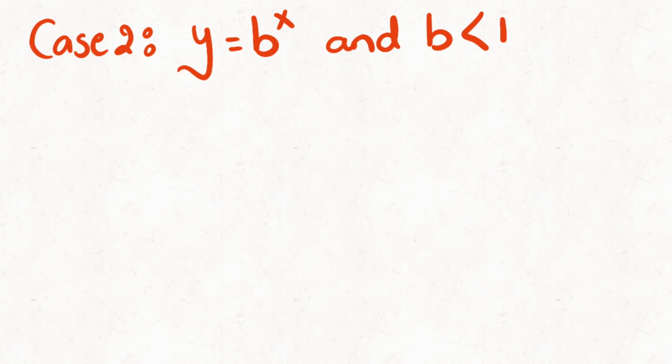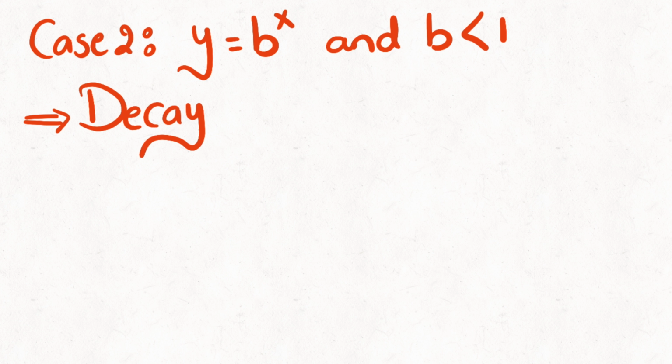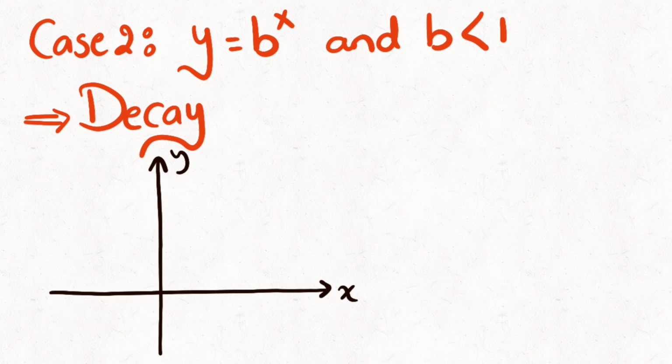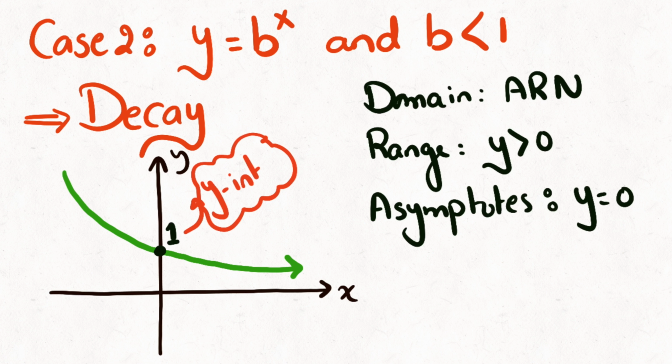The second case is when b is less than 1, and you are dealing with exponential decay. Look at how the graph looks. You can see the greenish part is going down. The domain is all real numbers, the range is y greater than 0, and the asymptote is y equals 0.